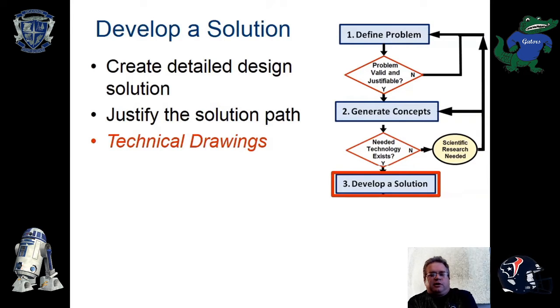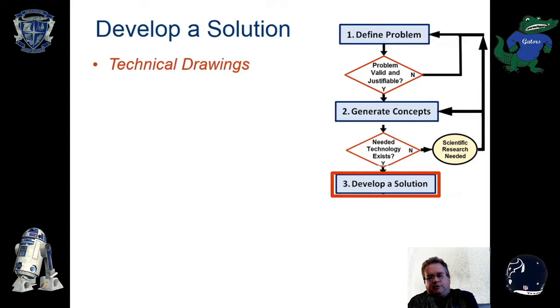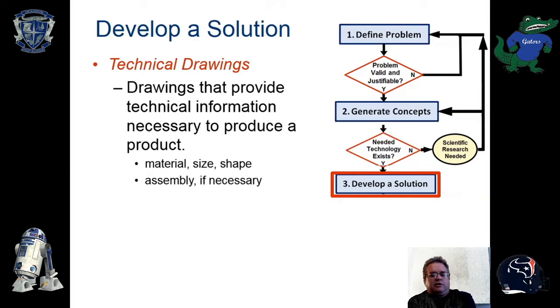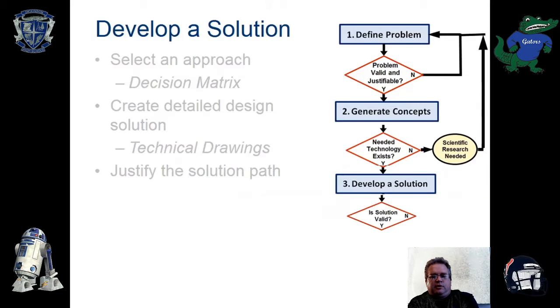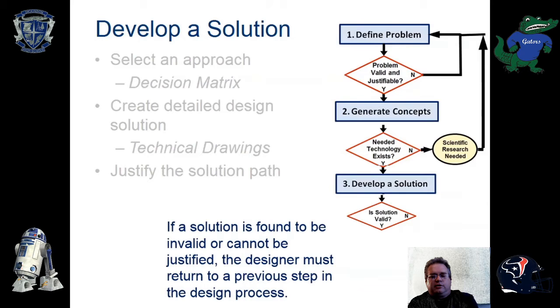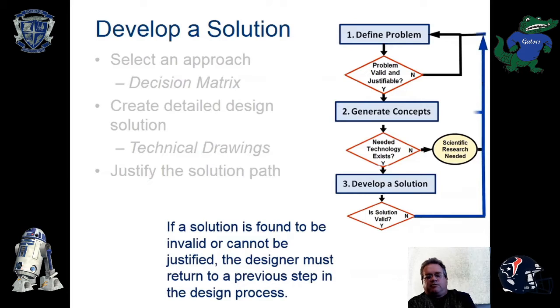All right, justify the solution path. You have to justify it by, let's say, okay, well, we can't get the parts, so we have to come up with a different plan. Technical drawings, that would be your Autodesk Inventor, Fusion 360, SolidWorks, Onshape. Gives you technical information to produce a product. I've seen teams go all the way to the World Championship just off their engineering notebook, and the robot couldn't score anything, but they had a great engineering notebook, and they actually went to the World Championship just based off that. So if a solution is found to be invalid or cannot be justified, a designer must return to a previous step in the design process.